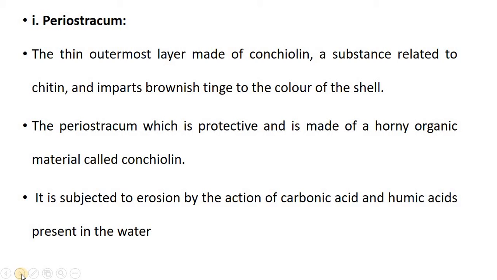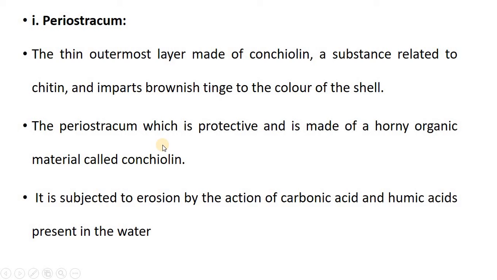Now, when you observe the sectional view of the shell of the Unio, or rather the histology of the shell, we find basically three layers. One is the periostracum, the outermost layer; the middle prismatic layer; and the inner nacre layer, or nacreous layer. The periostracum is the thin outermost layer made up of concholine, a substance related to chitin, and it imparts a brownish tinge to the color of the shell.